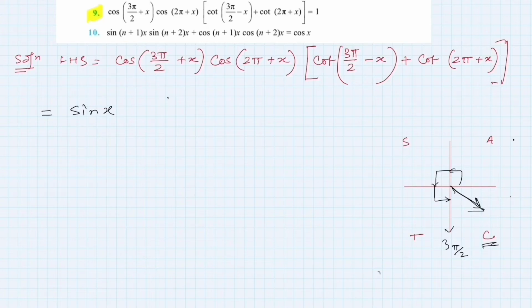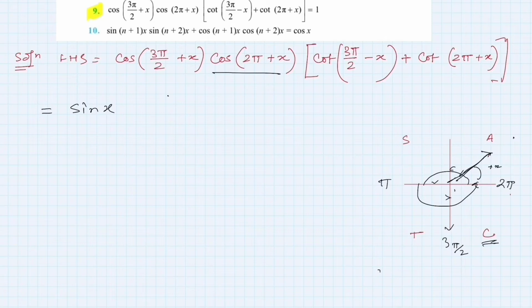Okay, so now next one is cos(2π + x). So how to obtain its value? Again we are going to apply the ASTC rule. So this is 1π and this is 2π. Okay, 2π + x means it must be lying in the first quadrant where all trigonometric ratios are positive, and 2π means 4 into 90, which is again an even multiple of 90, so cos remains cos, so it will be cos x.